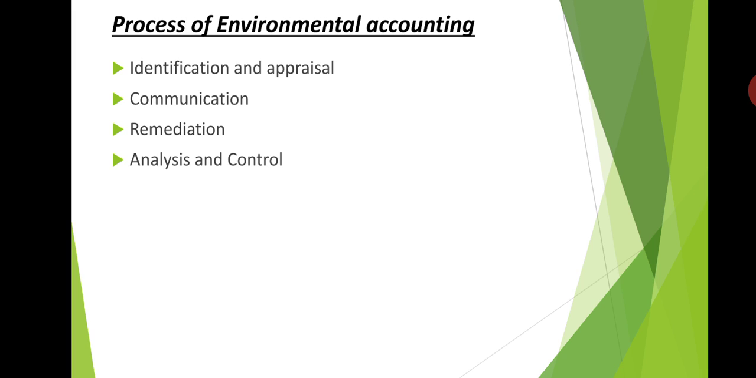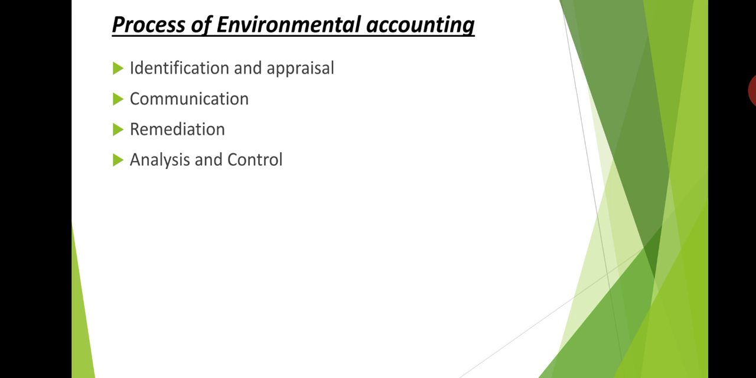Next we will discuss the process of environmental accounting. The process of environmental accounting consists of four main stages: identification and appraisal, communication, remediation, and analysis and control. What is identification and appraisal? In the first stage, to successfully implement a corporate environmental strategy, decision makers require precise information about the environmental costs of the company's products, processes and activities.